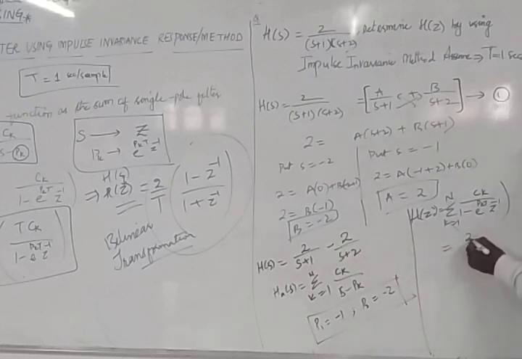So I can write 2 by 1 minus e power minus 1T z power minus 1. This is for the first pole. We found H1 of z.